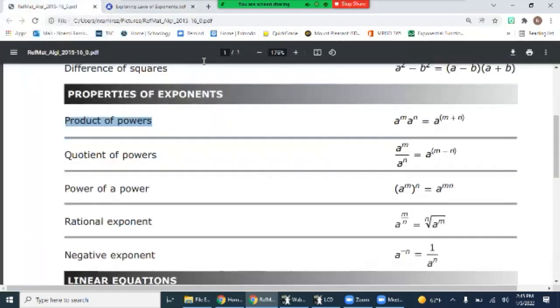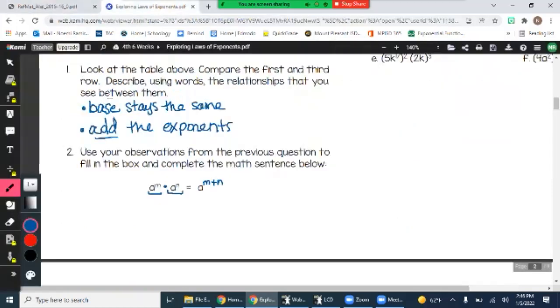I'll come back to it. Here it is. Whether the dot is in between them or not, they're both multiplied. Here's a power, here's a power. So base stays the same. The a is still an a. Exponent, exponent, added. Everybody see that? You need to know how to use your formula chart. Okay, so powers multiplied, add the exponents.